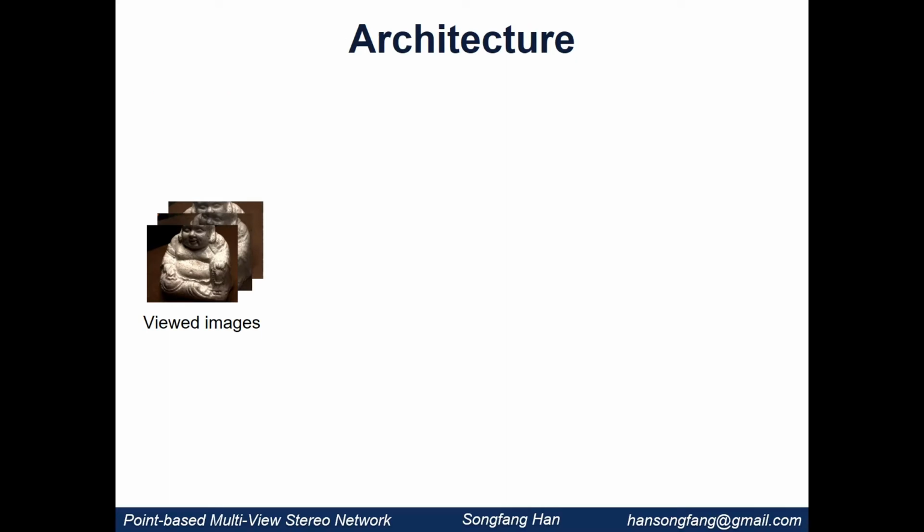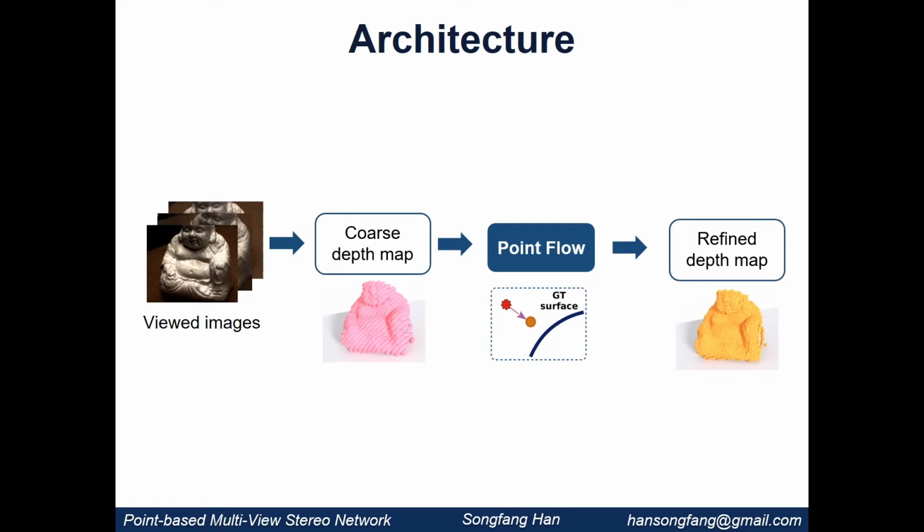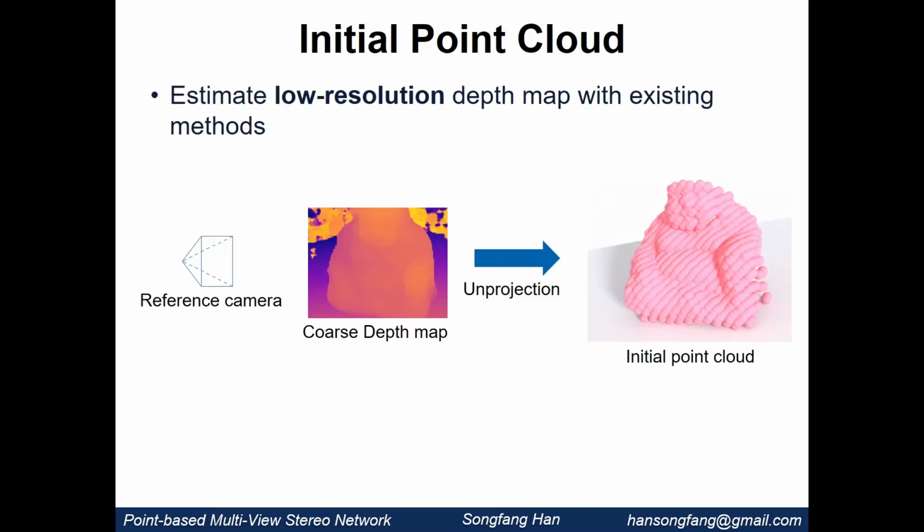Generally, our network is composed of two parts. First, in order to carve out the approximate target surface from the whole 3D space, we use an existing method to estimate a coarse depth map from multi-view images. Afterwards, we focus on the neighborhood of the target surface and use our point flow model to refine the depth map, which saves us from unnecessary computation. Additionally, this refinement can be performed iteratively. Taking memory usage into consideration, the initial depth map is in low resolution, and we unproject the coarse depth map into 3D space to get the initial point cloud.